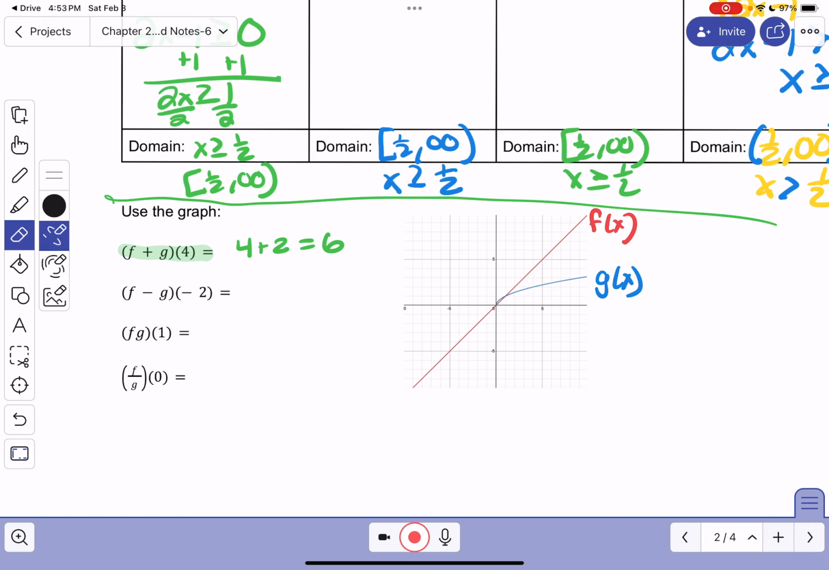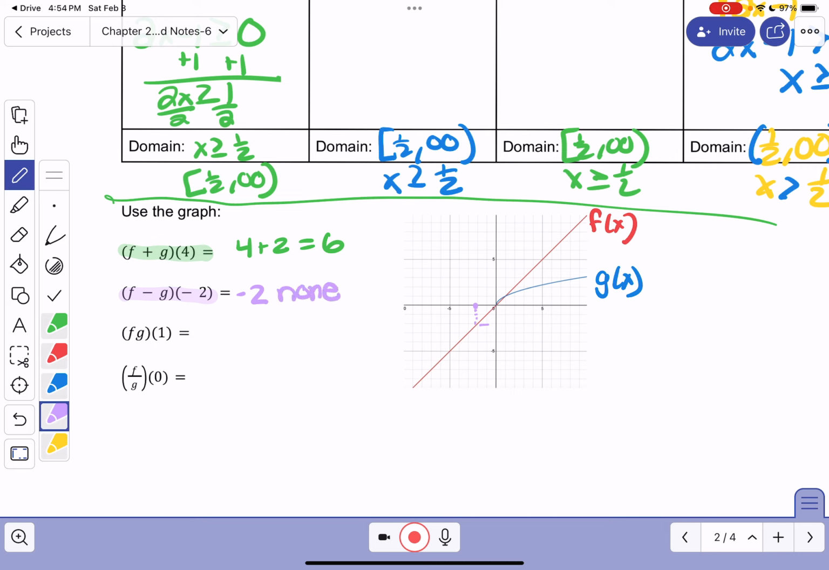Okay, now let's do f minus g of negative 2. So negative 2 is here. F is negative 2. And there is no g. So we can stop there. It doesn't exist because we can't subtract anything.